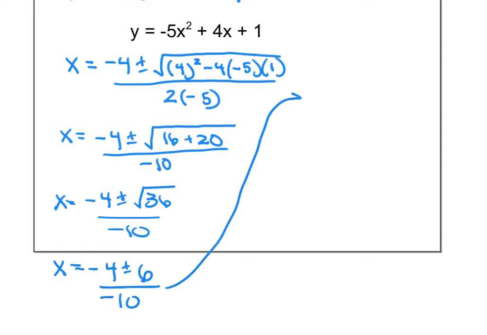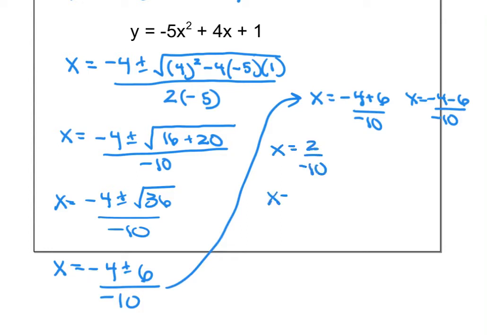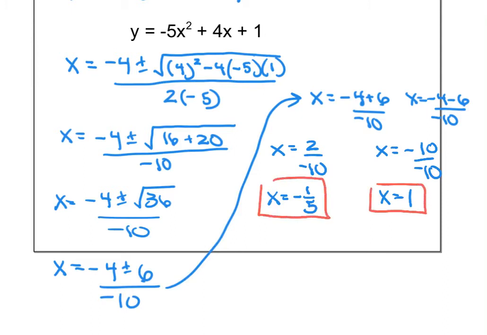Now we do need to spend a little bit of time simplifying this. That plus or minus actually splits this into two different equations. I have x equals negative 4 plus 6 over negative 10, and I've got x equals negative 4 minus 6 over negative 10. To clean up the first one, negative 4 plus 6 is 2, so x equals negative 1/5. With my second, negative 4 minus 6 is negative 10, and negative 10 divided by negative 10 is a positive 1. So these right here are my zeros or my roots.